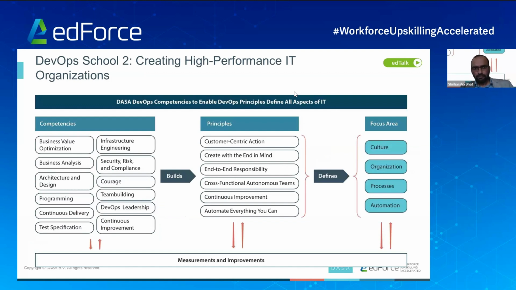Okay, so then what happens in the school 2, creating a high performance IT organization. Here I don't want to talk too much, but there are certain focus areas where DASA is helping out. As we wanted to build this bridge, which needs a culture, an organizational focus area, the processes, as well as the automations. And DASA came up with principles; there are 6 principles.